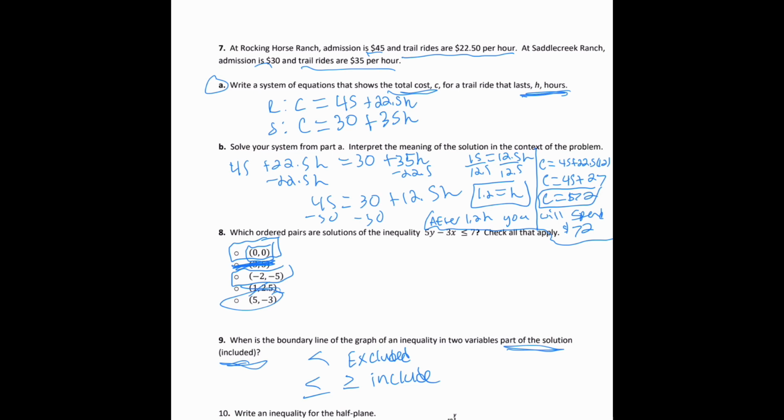We need to write the inequality for the half plane. So we need to set up an inequality. I'm putting a little box here because we have to figure out what the sign is. So we need to figure out the y-intercept first. That's the easiest, which would be -4. And then next would be the slope. So I could go up.